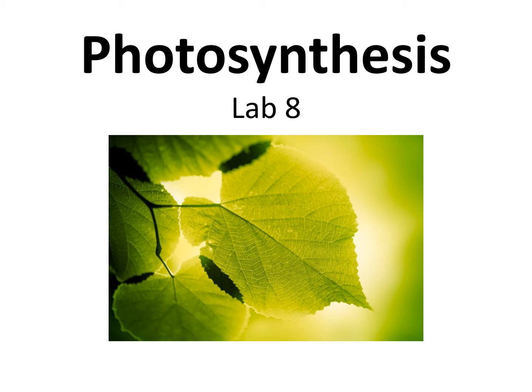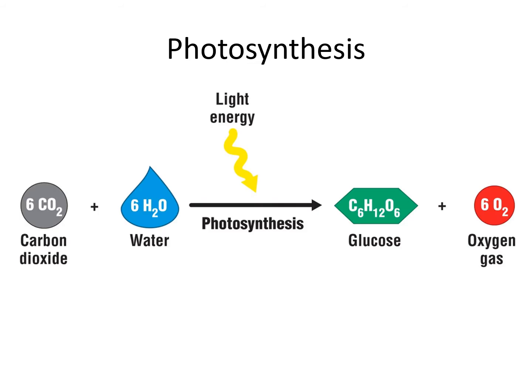This is the lecture for Lab 8, Photosynthesis. This figure shows the balanced equation for photosynthesis. For photosynthesis to occur, we need carbon dioxide, water, light energy, and then that goes through a series of reactions to produce glucose and oxygen gas.